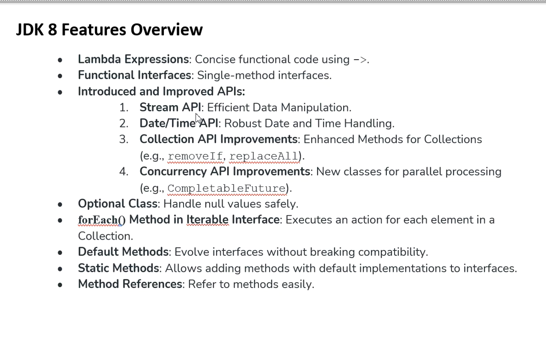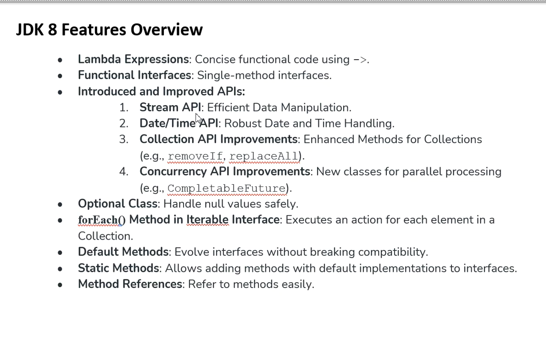Next come collection API improvements. There are some enhanced methods for collections like removeIf and replaceAll. These kinds of functions were introduced in JDK 8. Concurrency API improvements is the next one in the list, which adds new classes for parallel processing, for example CompletableFuture. The other change is the Optional class, which handles null values safely. As we know, it is used to handle the null pointer exception safely.